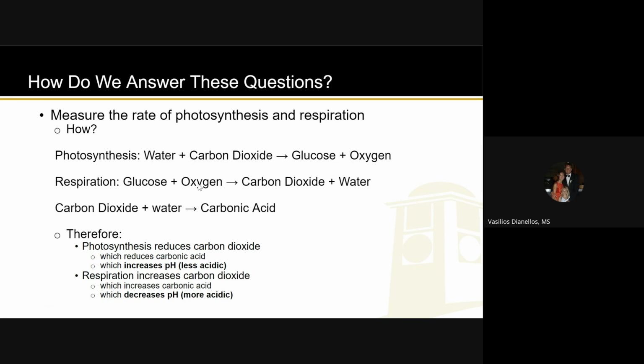It may not have stopped respiring because of the temperature that it's in, or the color of light that it's in, or the light intensity, right? It might just be because it ran out of glucose or oxygen. So keep that in mind. And then we'll move on to the next slide.